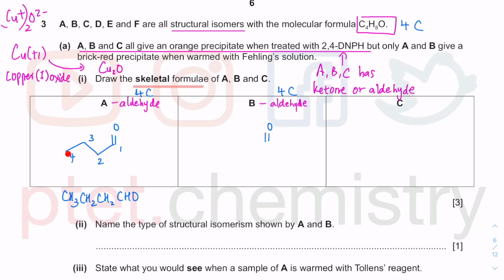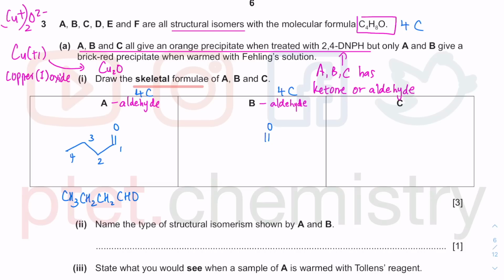Carbon forms 4 bonds. If I only show 1 bond to carbons, there are 3 more hydrogens which are not shown. Carbon forms 4 bonds, 1, 2, so there are 2 hydrogens. Carbon forms 4 bonds, 1, 2, so there are 2 hydrogens. Carbon forms 4 bonds, 1, 2, 3, there's 1 hydrogen there. This is structural, this is skeletal. They want skeletal, we are not given the choice, we must draw skeletal.